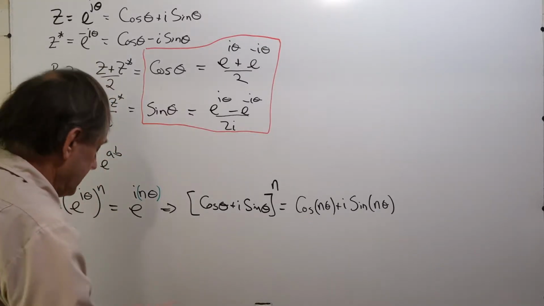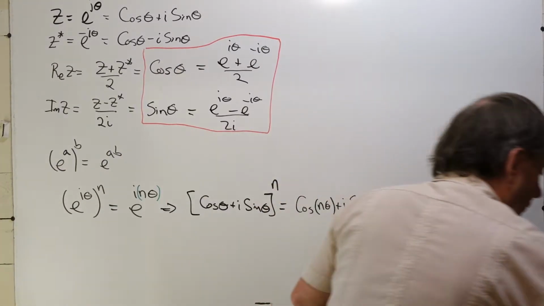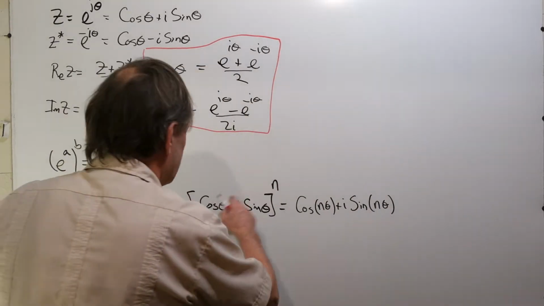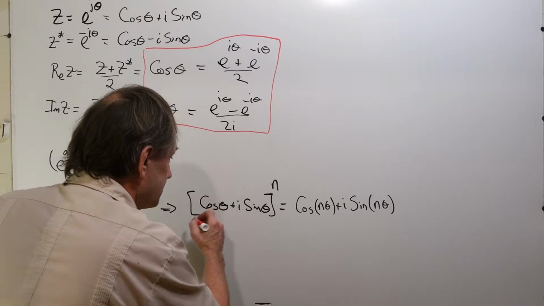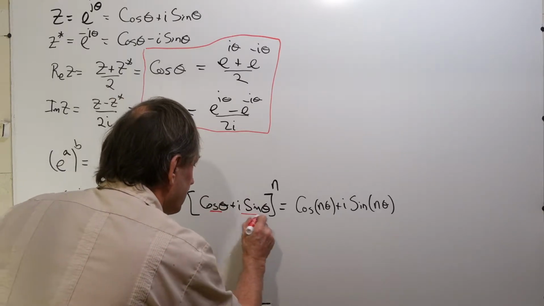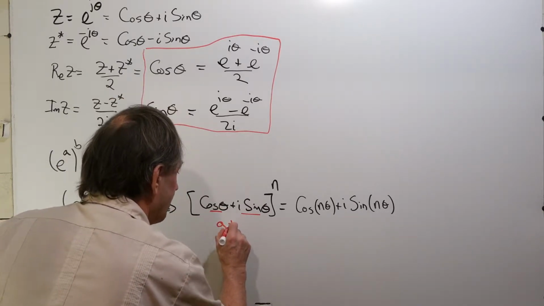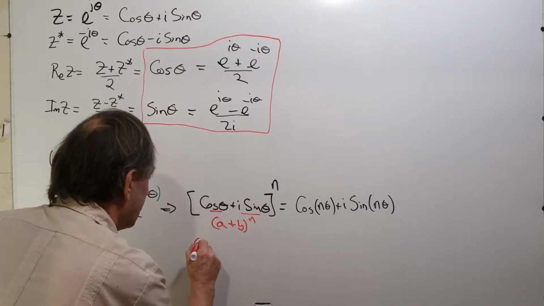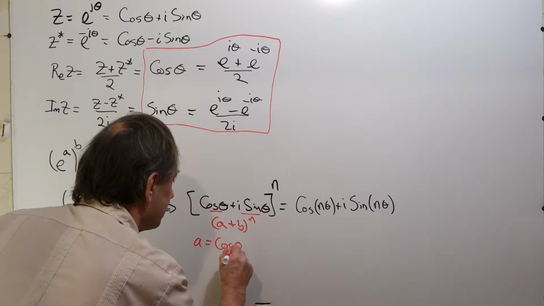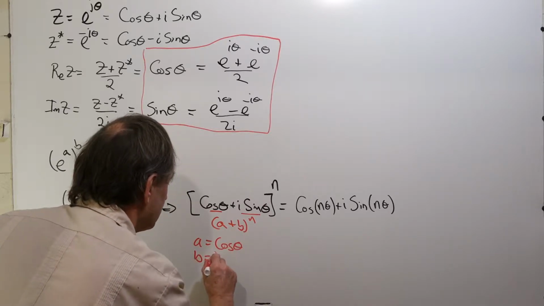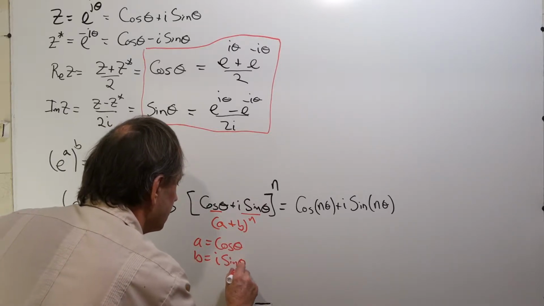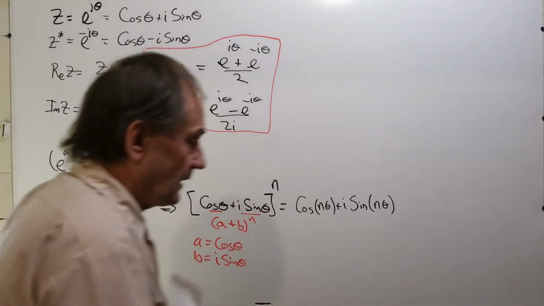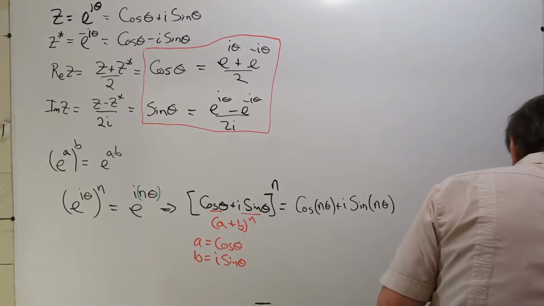And all we need to do now, in order to figure out what this is, is expand this out. This is a binomial of the form a plus b to the n power, where a is equal to the cosine of theta, and b is equal to i sine of theta. So we need to expand this out for any given n.